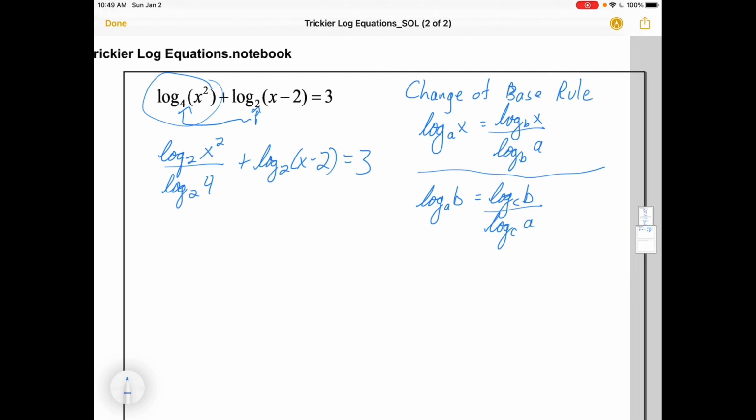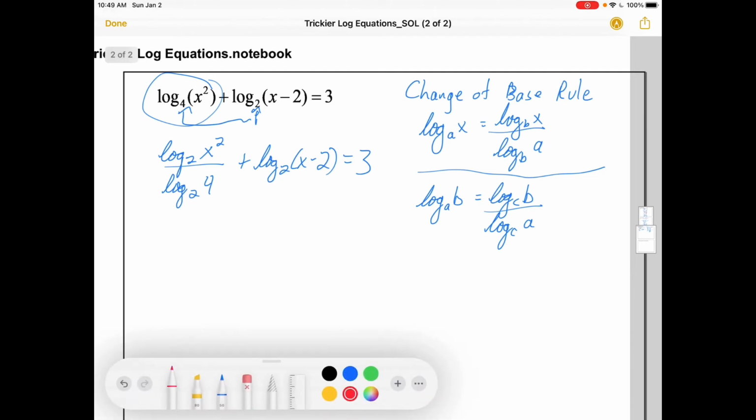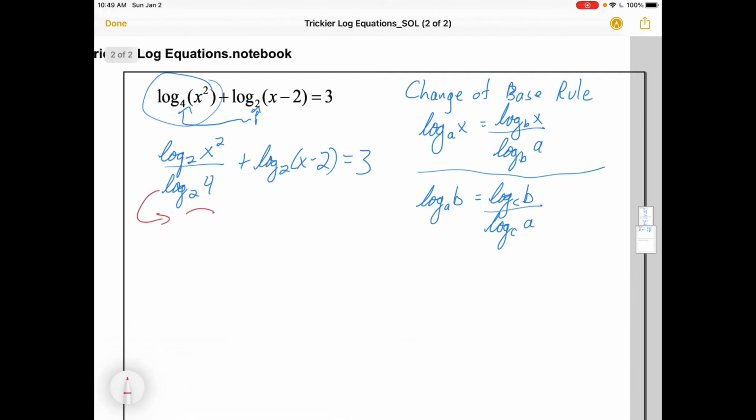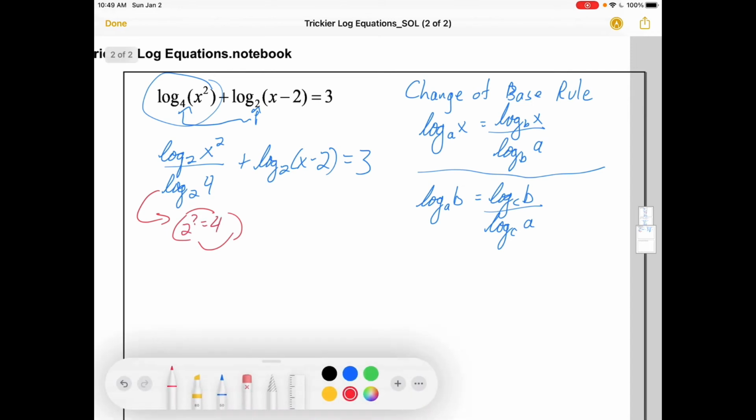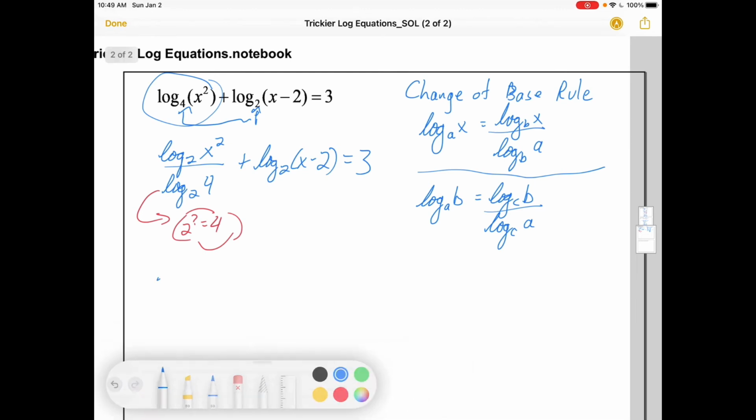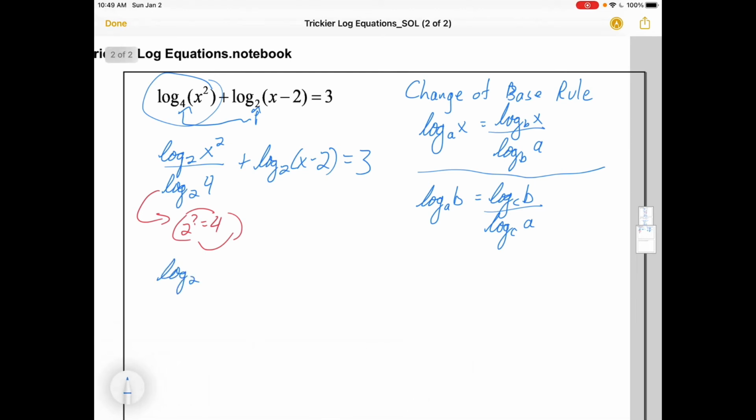This looks like a mess at this stage, but just think about this statement here. Log base 2 of 4 is asking you, 2 to the what makes 4? Like, what's the missing exponent? Oh my gosh, the log base 2 of 4 is just 2. Okay. And then we have plus log base 2 of x minus 2 equals 3. I still can't quite combine them.